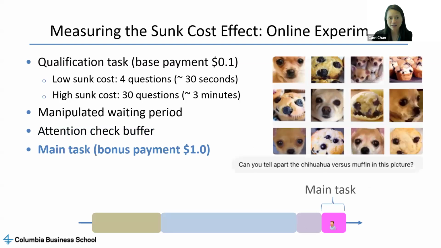Once they do that, don't laugh at the actual task. Jimmy selected it, although it's remarkable. This is actually a very challenging task, I would say. You have to identify whether the image is a muffin or a chihuahua. We don't actually care how well they do, but if they complete this, they get $1. The actual task had no bearing on the experiment, but we wanted to see the difference between those who were given a low sunk cost or a high sunk cost.